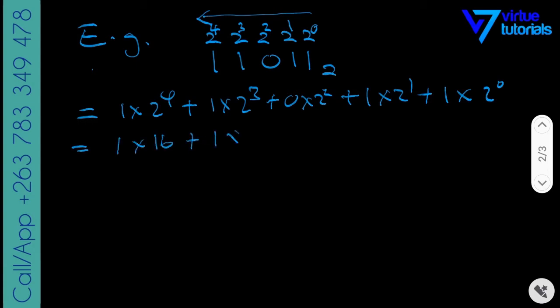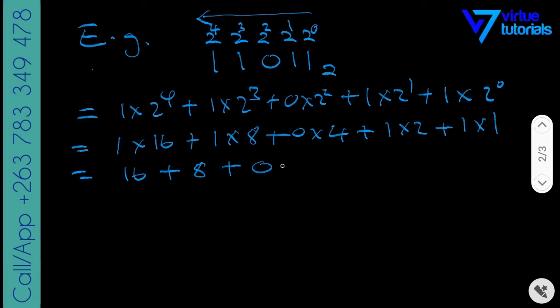2 to the power 3 is 2 times 2 times 2, which is the same as 8. 2 to the power 2 is the same as 4. 2 to the power 1 is just a 2. And then 2 to the power 0, any number to the power 0 gives you a 1. 1 times 16 gives you 16. 1 times 8, 8. 0 times 4, 0. 1 times 2, 2. 1 times 1 gives you a 1.